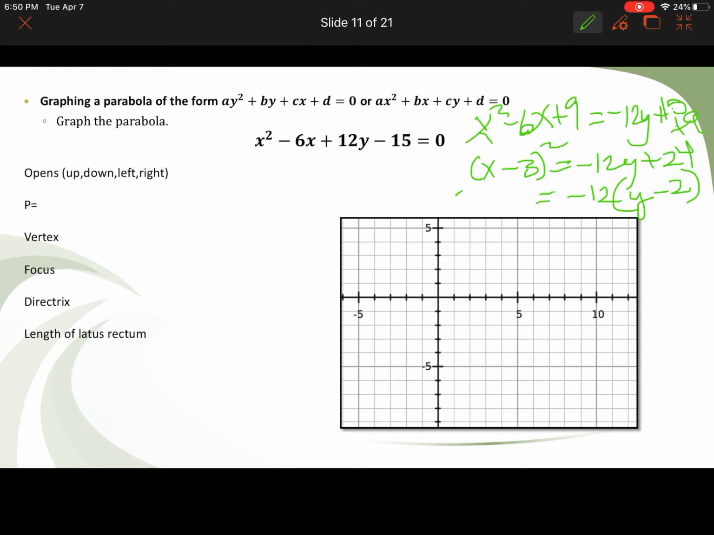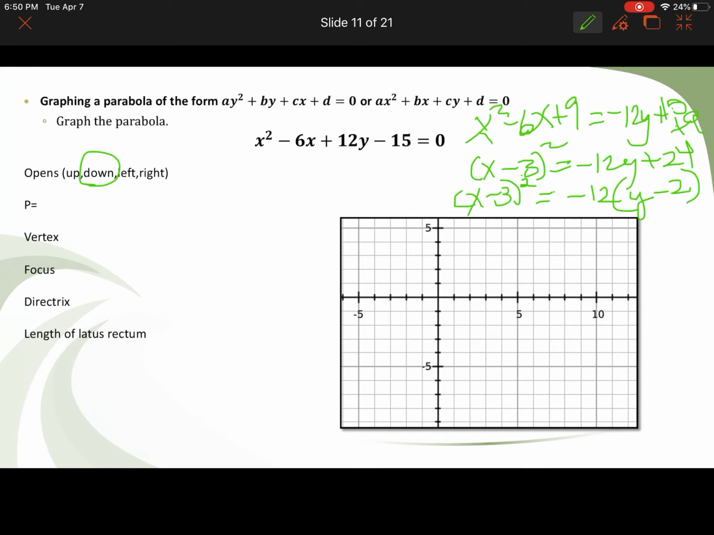So you want to make sure that you pull out what's in front of that y, or when it's switched around the x, because that's the equation. Remember that it's the number in front of the parentheses that we're looking for our 4p. All right, so does this open up, down, left, or right? Hopefully you saw that the x was squared and it's negative, so that's going to be down.